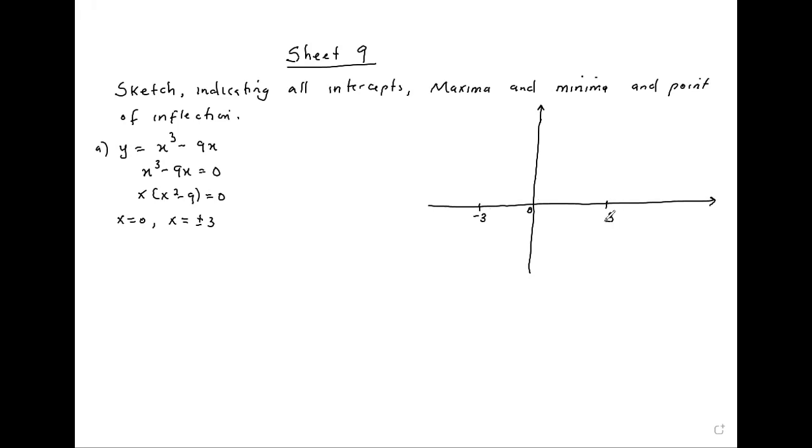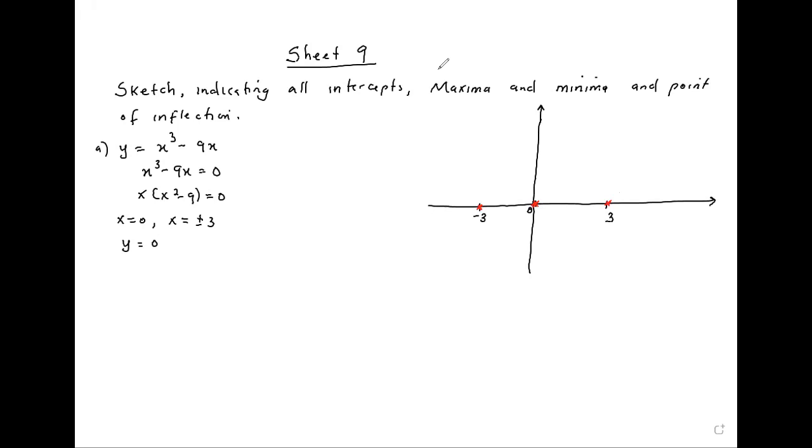We're now looking for the other intercept, which is the y-intercept. When x is 0, we get 0. So that is the y-intercept there. We also have this as an intercept. Then we find the maximum and turning points of this. So now we're in calculus.